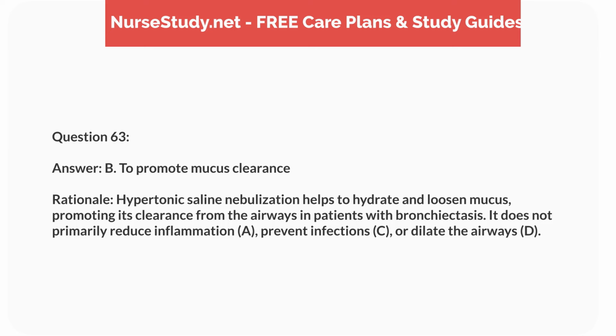Rationale: hypertonic saline nebulization helps to hydrate and loosen mucus, promoting its clearance from the airways in patients with bronchiectasis. It does not primarily reduce inflammation, A, prevent infections, C, or dilate the airways, D.